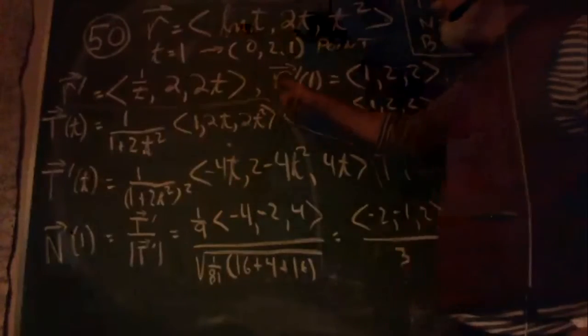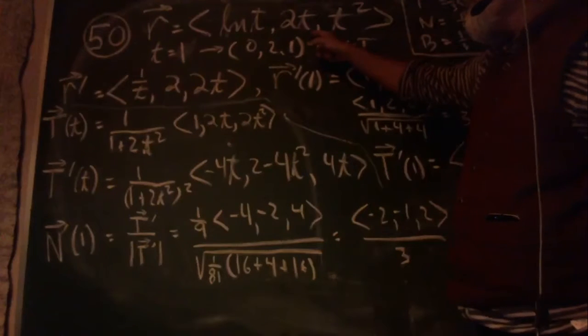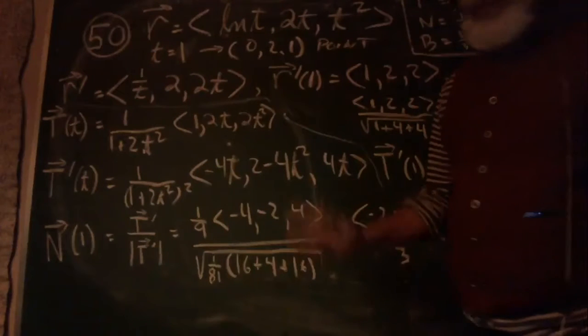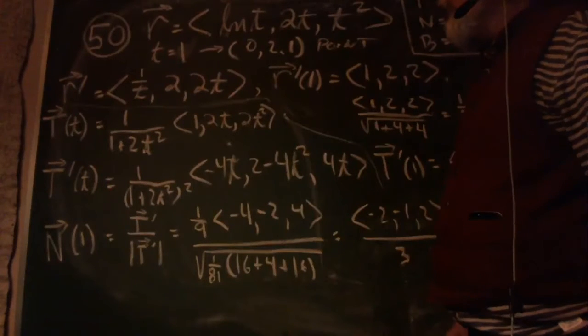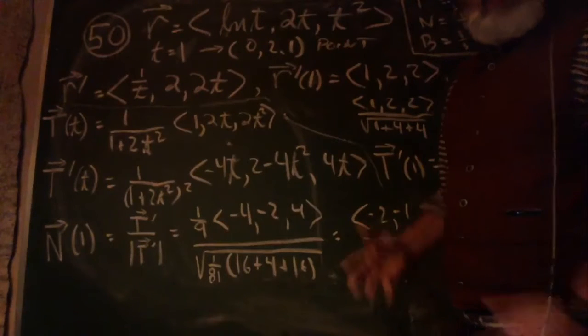Hey, problem 50. You remember it. You got this in your notes. That's the curve. There's the point. We're behind all sorts of stuff regarding this curve at this point. And the first thing we got to do is find the Frenet frame, the T, the N, and the B.